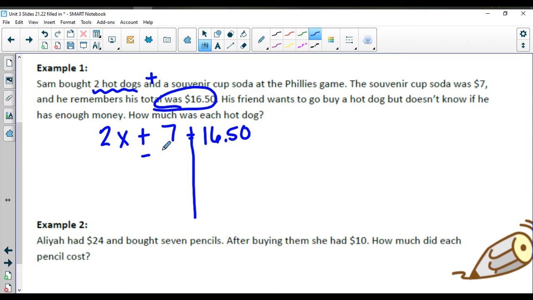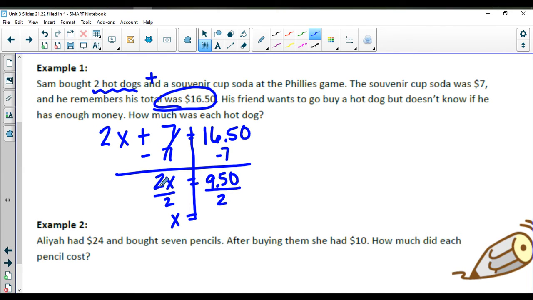So we're going to go ahead. We have our two-step equation. We'll subtract the 7, and we're going to end up with 2x is equal to $9.50. And then to go ahead and figure out the cost per hot dog, we're going to go ahead and divide by 2. And those will cancel out. So the cost of a hot dog was $4.75 for a hot dog.